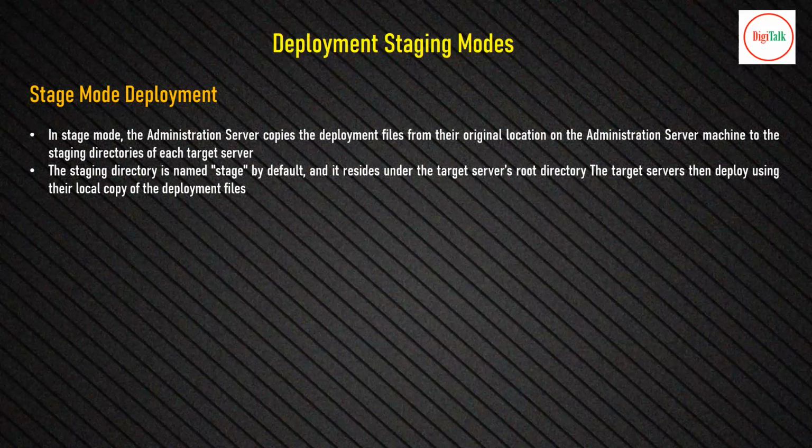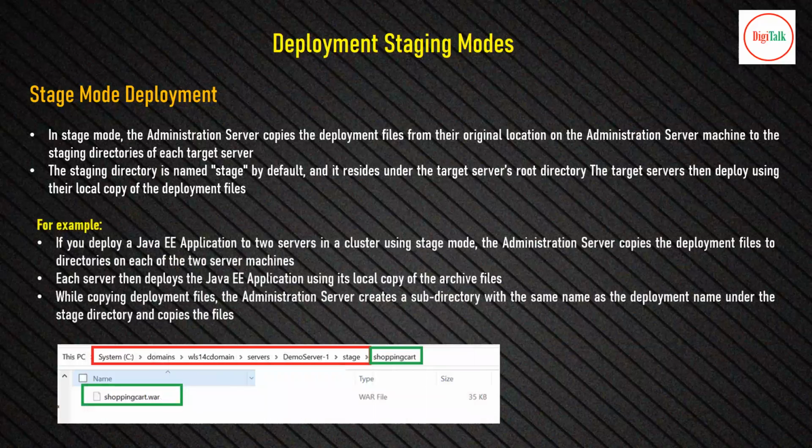For example, if I'm deploying a file from the admin console, and I have 2 servers in the cluster, then when you deploy in stage mode, your file first gets copied in the root directory of that particular server. That means inside your domain, you will have a servers folder. Inside servers, you will have a folder with the name of your managed server, and inside that directory you will see a folder created with the name stage, and your deployment file will be copied inside your stage folder, and then it will get deployed. That is called the staging mode of deployment.